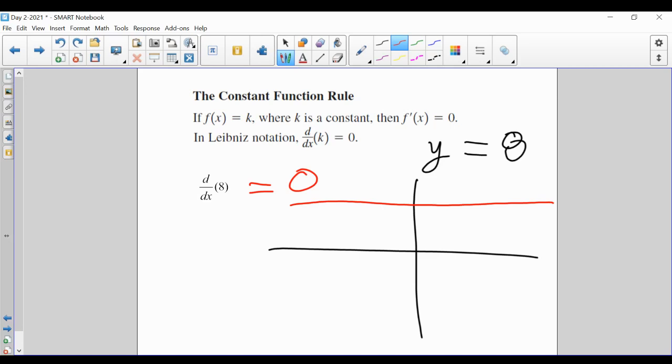0. So that's why d dx of any constant is always going to be 0, regardless of what the constant is. Doesn't matter what the constant is, it's just going to end up being 0. It disappears, in a sense, right? So that's the first rule of derivatives.